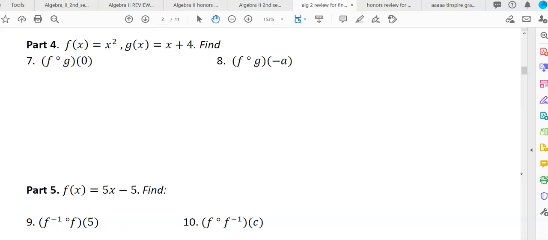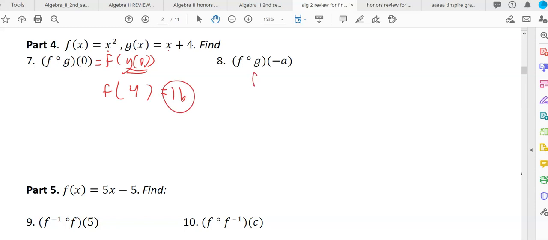Okay, so this one is composed. This is really the same thing as f of g of 0. So let's do the inside part first. What's g of 0? Let's say g of 0 is when I plug in 0 right there. 0 plus 4 is 4. Now plug that into the f function where there's an x. So 4 squared is 16.